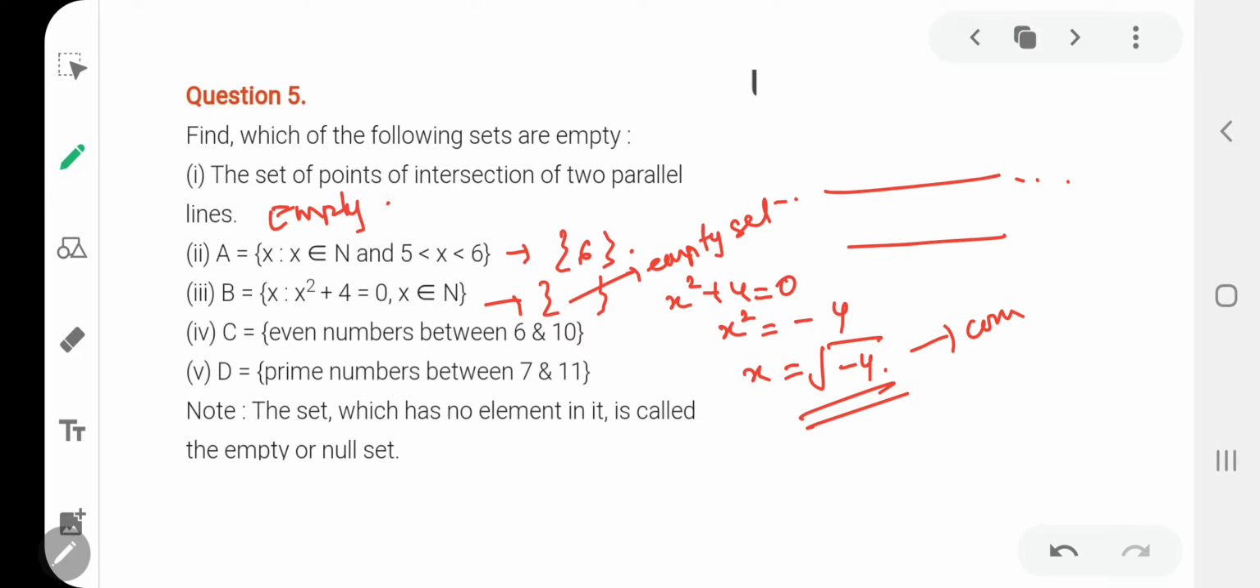Number 4, you have C is a set of even numbers between 6 and 10. Obviously you have an even number 8, so this will not be an empty set. D is a set of prime numbers between 7 and 11. My dear kids, 7 और 11 में कोई भी बीच में prime number नहीं है, so it will be an empty set. Got my point clear?